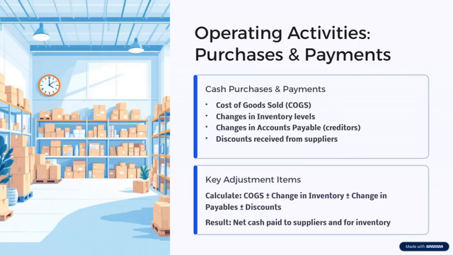So when we calculate this, we start with COGS, then add or subtract the changes in inventory and payables, and finally factor in any discounts received. This process helps us understand the real cash flow impact of our purchasing and payment activities, which is essential for managing our operating cash flow effectively.